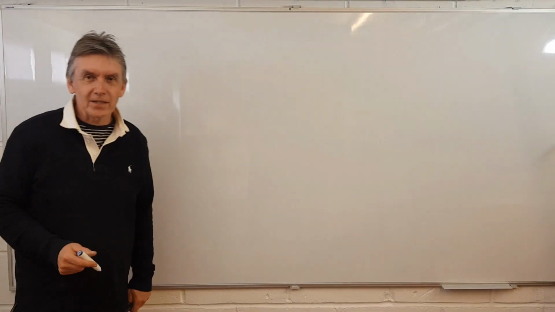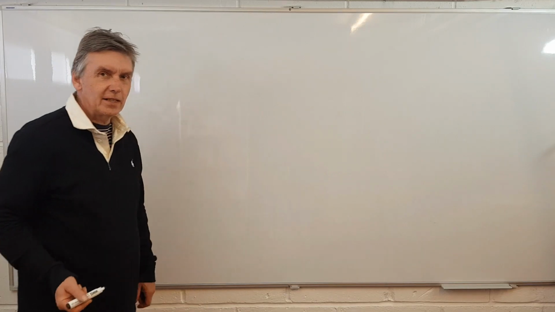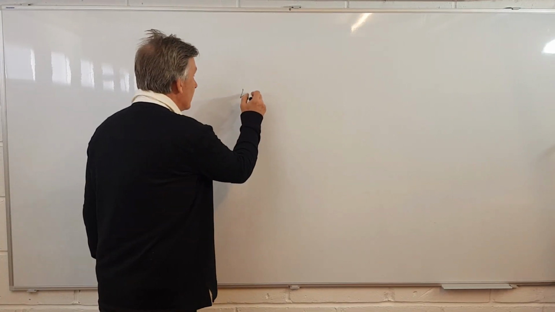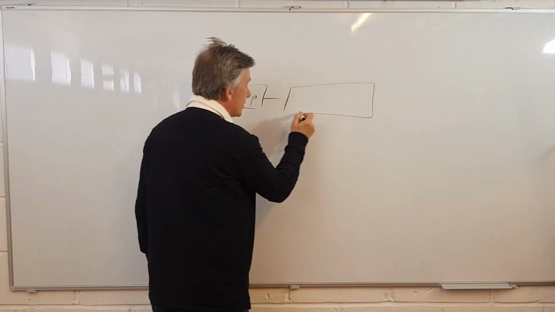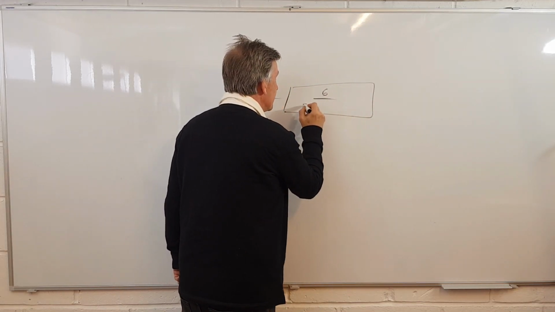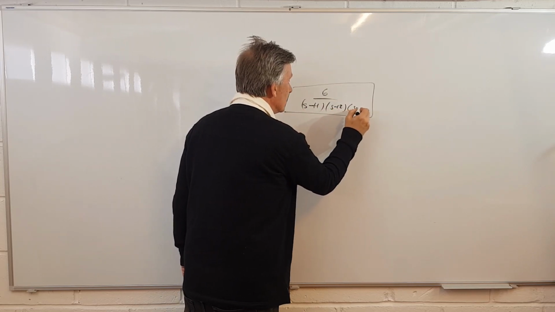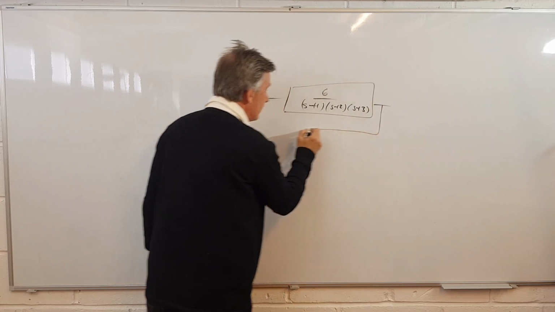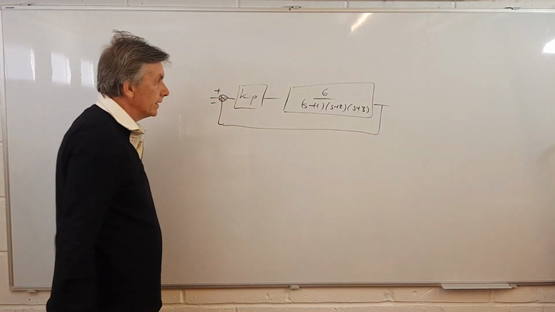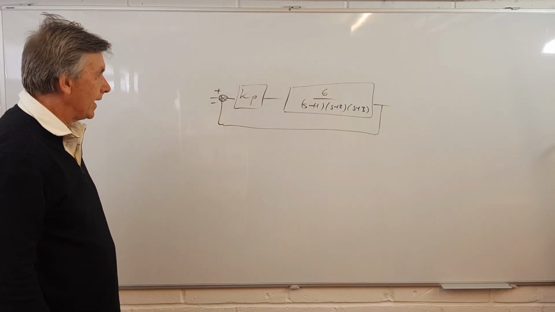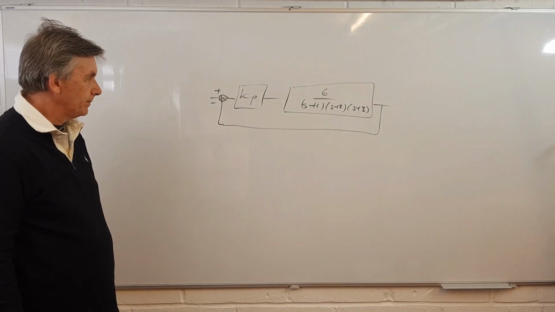Good afternoon. We're just about to do our first example on stability. Let's consider the following example. Here we've got a controller, and here we've got a transfer function. Let's make it 6 over (s plus 1)(s plus 2)(s plus 3). And our job is to find out the value of the gain, Kp, at which the system goes unstable.